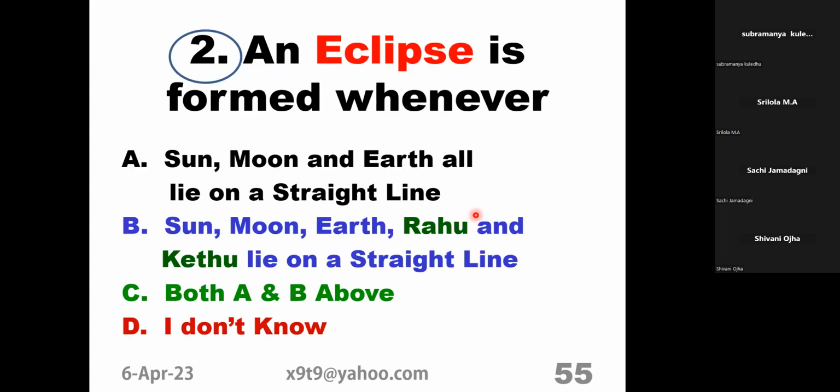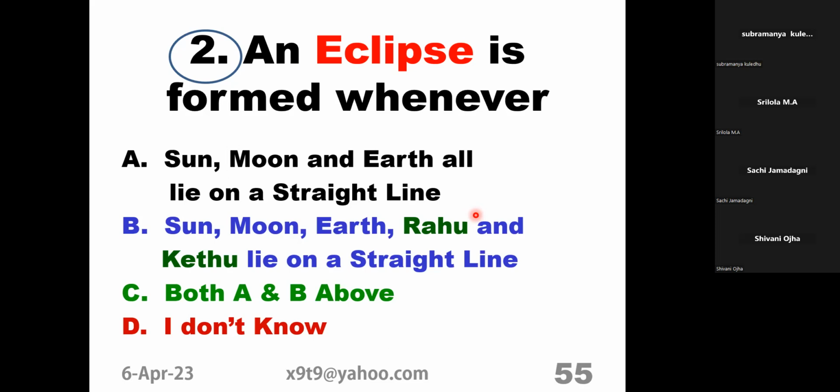Now, an eclipse is formed whenever sun, moon, earth lie on a straight line, or sun, moon, earth, Rahu and Ketu lie on a straight line. It is B, because in the daily horoscope, the day when sun, moon, Rahu, Ketu, and earth at the center are there, if you draw a line from the sun to the moon location, that line will pass through earth, and it will also pass through Rahu, Ketu. Then only an eclipse will come, not otherwise.